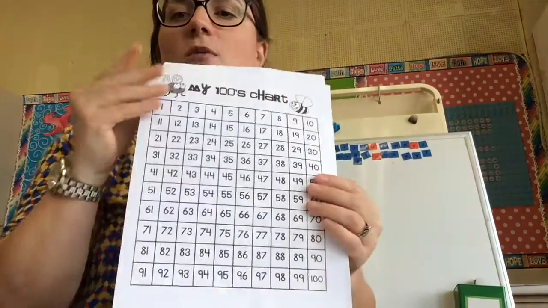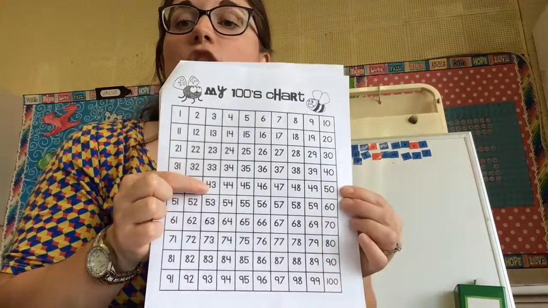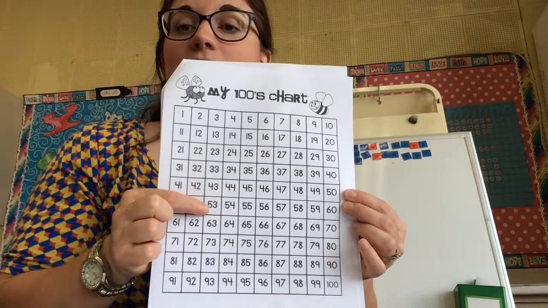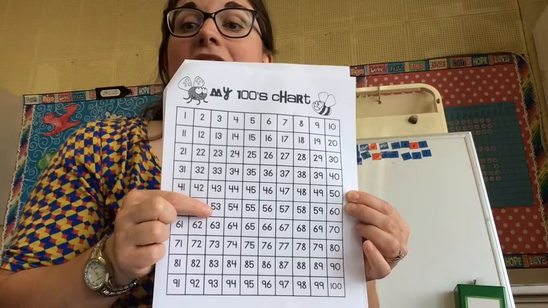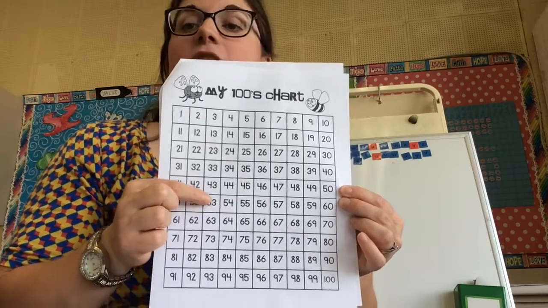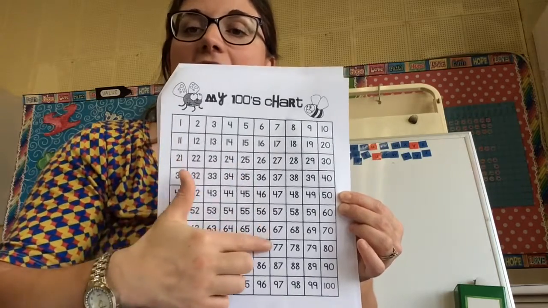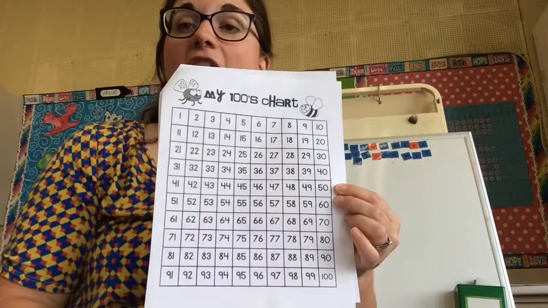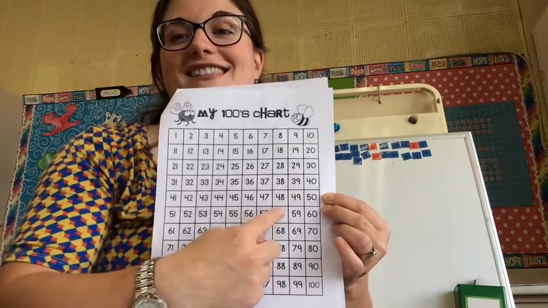So instead of always having to count up 10 spaces, if you're right here and you want to go up 10, you just have to move it down. If you want to go down a 10, or sorry, you just move it up there. You just go up and down to add and subtract 10. If you're adding or subtracting 1, you go across.